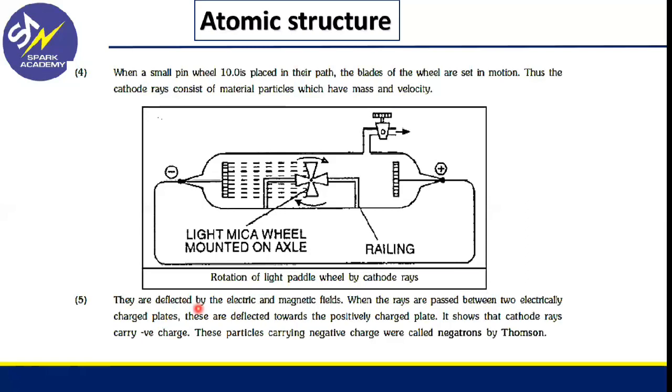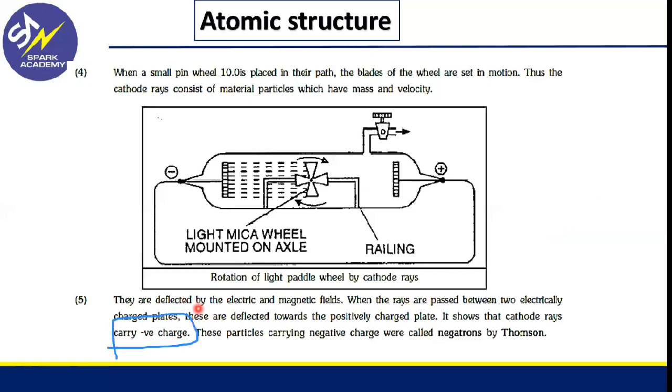The other thing which was observed is that these cathode rays can be deflected when placed under electric and magnetic fields. So if I place two electrically charged plates, a positive and a negative plate, they always deflect towards the positive plate. Why do they deflect towards the positive plate? Because they have a negative charge.